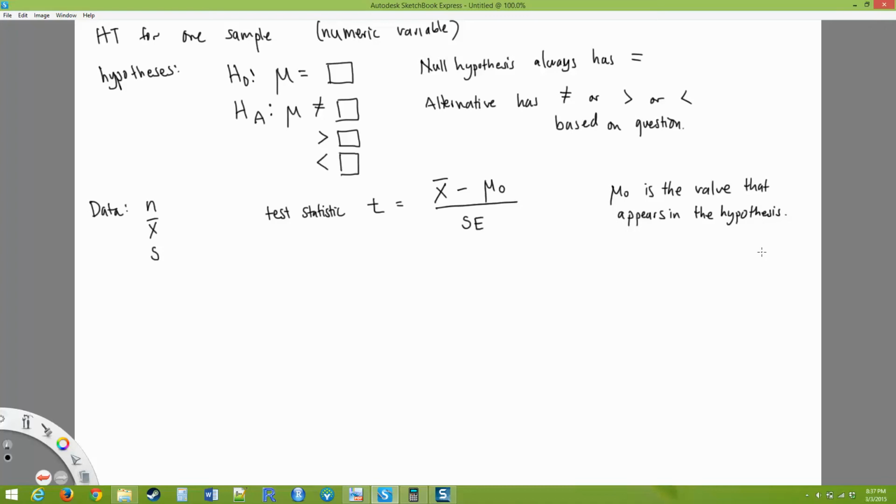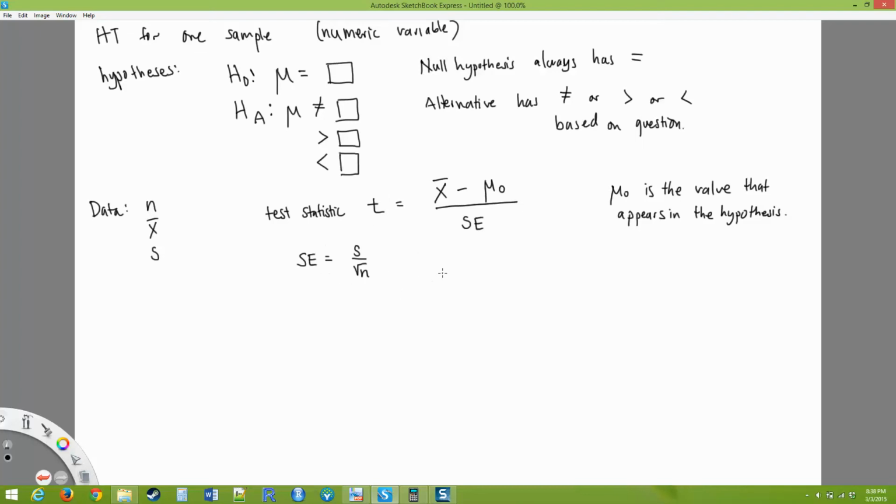And in your notes, what is the standard error when you've got one sample dealing with a numeric variable? You wrote this earlier in your notes. Your standard error when you have one sample is s over the square root of n. Okay. So when you put everything together, you get a value, your t. So this is your test statistic.